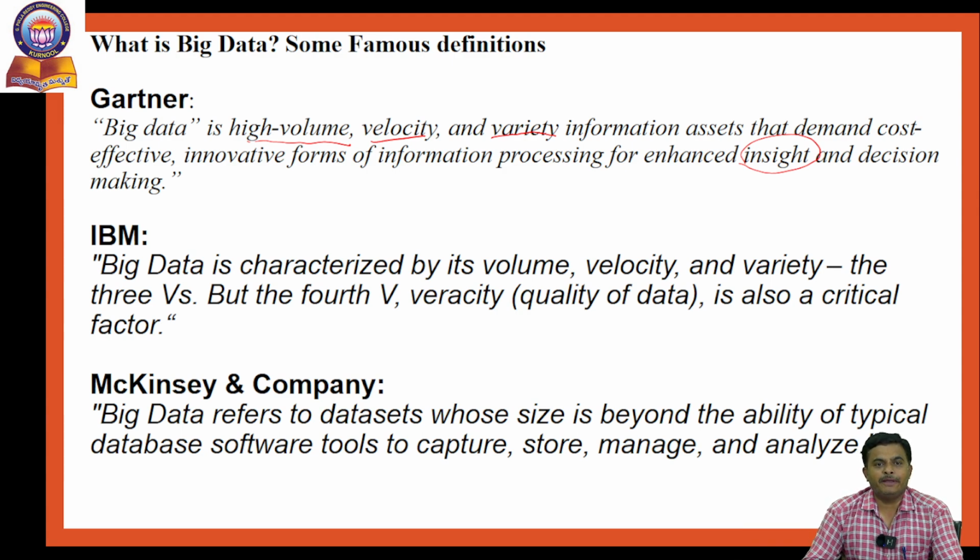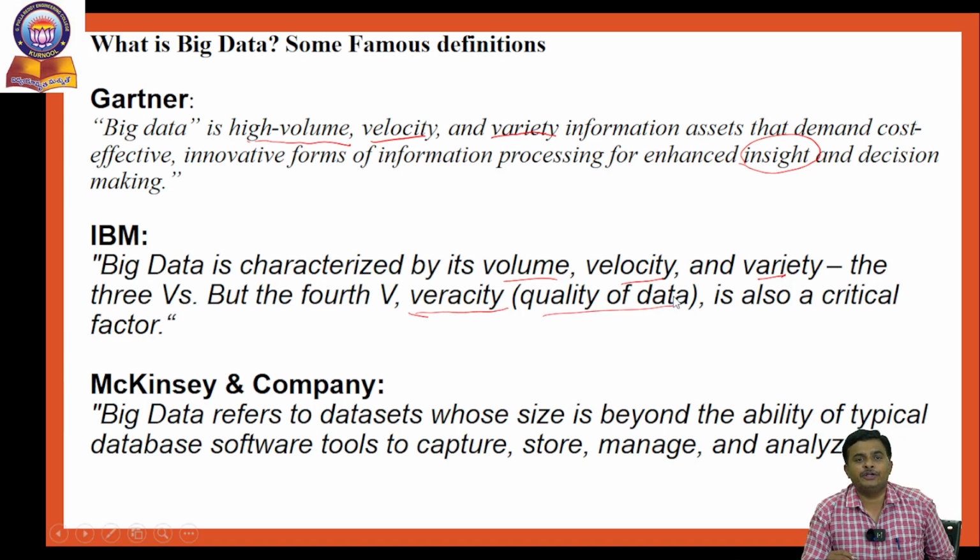Now, according to IBM, big data is characterized by its volume, velocity, and variety, the three V's. Along with that, the fourth V, veracity, which is termed as the quality of data that we need to process, is also a critical factor. So, all four V's are critical when concerned with big data.